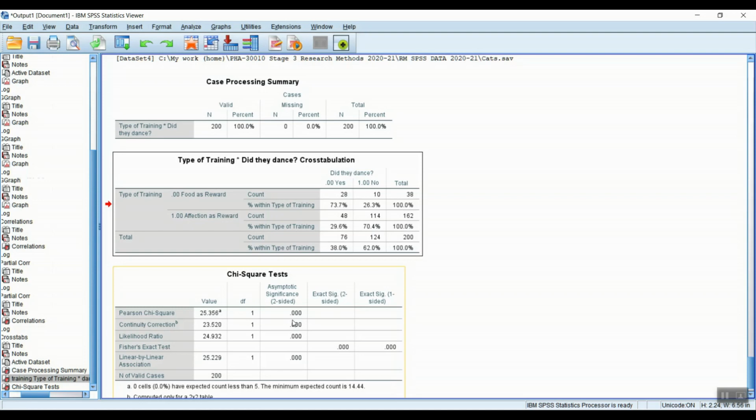If the significance value is small enough, then we reject the hypothesis that the variables are independent and accept that the hypothesis is that the variables are in some way related. So we can see that in this case the variables are related. The value of the chi-squared test, as we can see, is 25.3, and this is highly significant, indicating that type of training has a significant effect on whether an animal would or wouldn't dance.